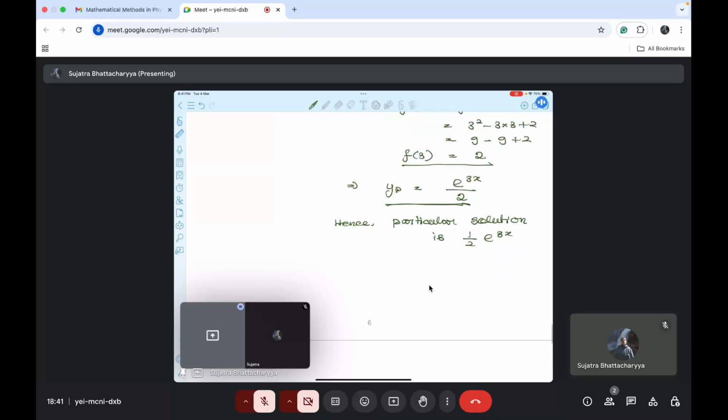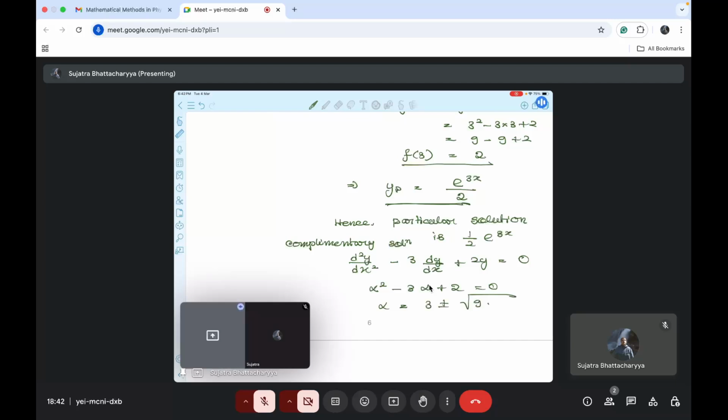But what about the complementary solution? So let's do the complementary solution. Again writing the whole equation: d2y by dx2 minus 3 dy by dx plus 2y, put it equal to 0 and do the same auxiliary kind of problem. Alpha becomes 3 plus minus root over b square, that means 9 minus 8, divided by 2.